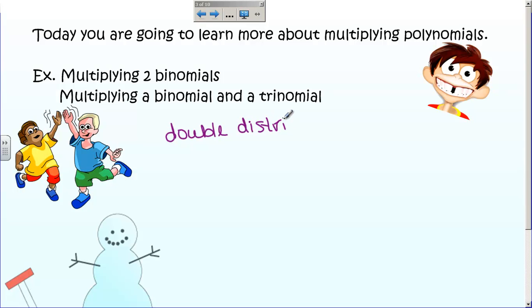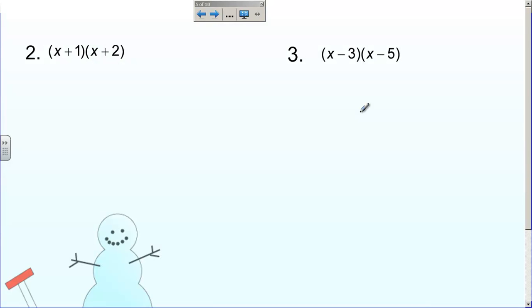Yesterday, or today in class, all we did was distributive property. You distributed one time and got your answer. Now we're going to do double distributive property because we're going to distribute twice. We will have two things that have to be distributed. Like this first example, x plus 1 times x plus 2. We're going to take this x and distribute it over here to this set of parentheses, and then we're going to take this 1 and distribute it to everything in here. So you see we're going to be distributing twice.